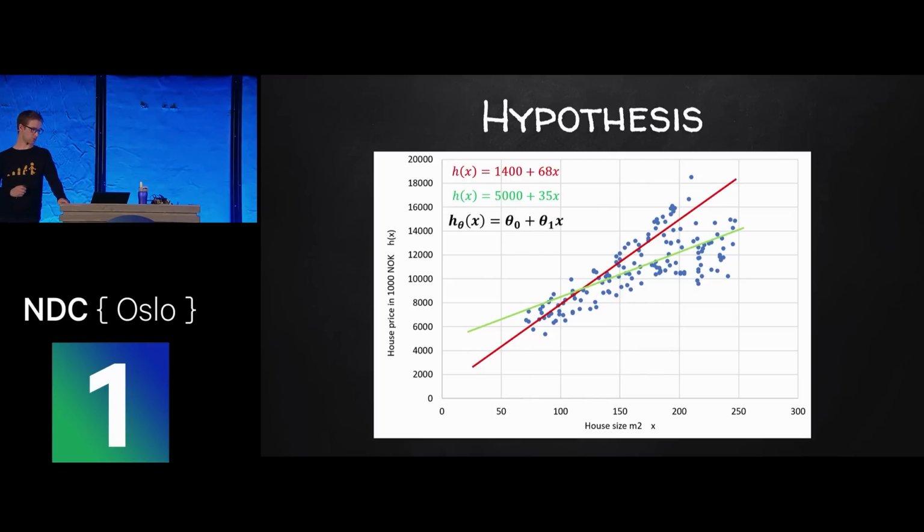So what we're going to do is introduce some feature weights. We're going to introduce theta 0 and theta 1. And our goal now is to find values for these two thetas.